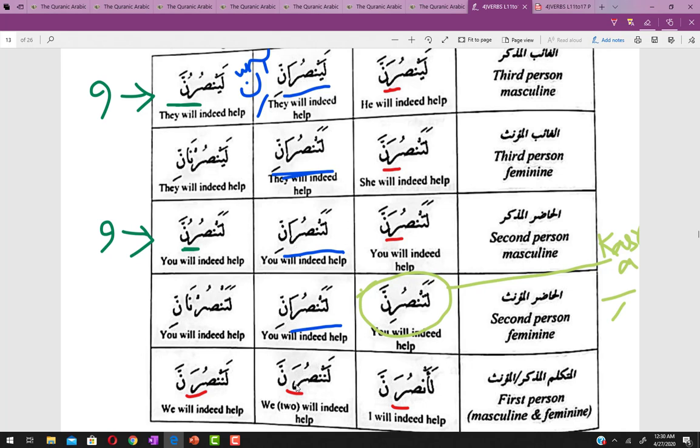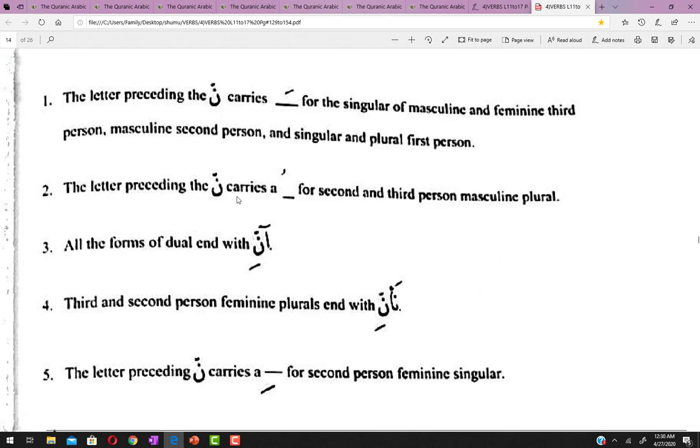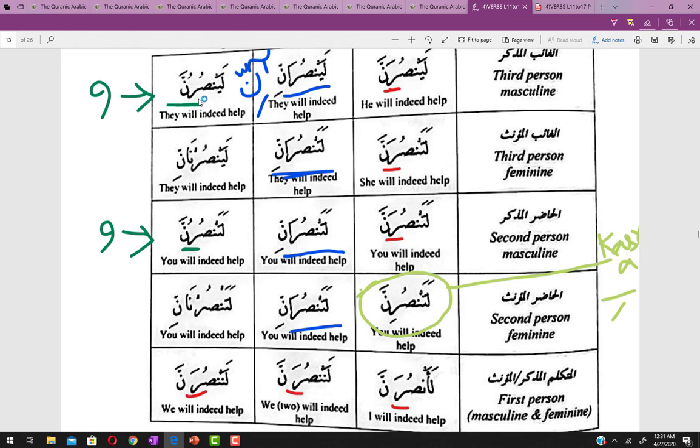And the second point says that the letter preceding the noon shadda carries a dhamma for the second and the third person masculine plural. So if you look here, the letter preceding noon shadda has a dhamma for third person masculine plural, layansurunna, and second person masculine plural, latansurunna. So only these two have a dhamma on the ra. Layansurunna, latansurunna. That's how you differentiate if it is singular or plural. So layansurunna, latansurunna are the masculine plurals.